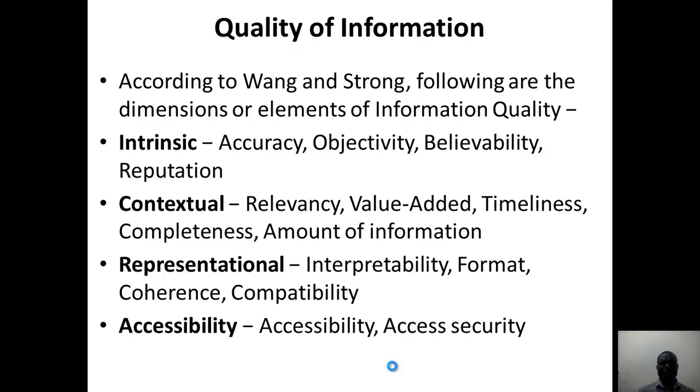And then representational, that is, interpretability. Some people give you information and you cannot interpret it, because of the format in which this information is given. So all these are delivered by the IT system. Coherence: can I follow and make meaning? And compatibility: is the information compatible with the system that I have? Okay. Then we have accessibility.